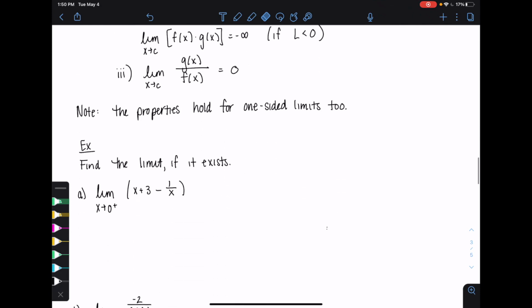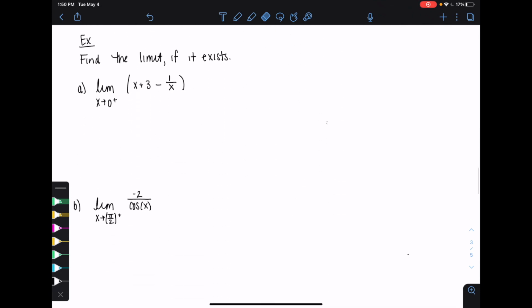Okay. So let's try some examples. Let's look at the limit as x approaches 0 of x plus 3 minus 1 over x. Okay. So the first thing we're going to do is look at the limit as x approaches 0 from the right of negative 1 over x. So if I'm approaching from the right, that means we're picking positive values. So here's 0. We're coming in from this side, 0.1, 0.001. 1 divided by a positive number, going to be positive, but you have that minus out front. This will equal negative infinity.